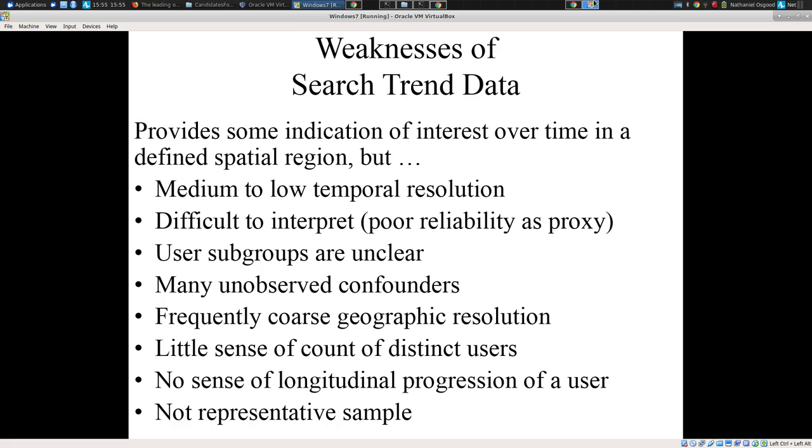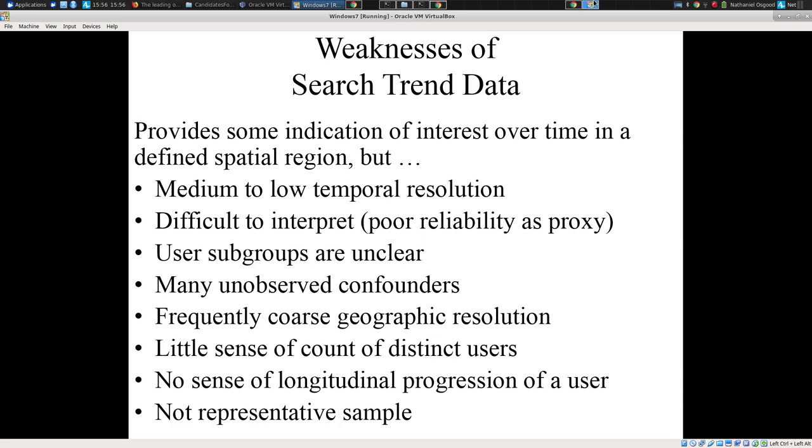There's some big weaknesses here, though, as well. It's very valuable, but there's some areas where it falls short of what we can achieve with other methods. It's medium to low temporal resolution. I mean, a day is quite good by traditional standards, but low level of resolution by smartphone standards. It can be difficult to interpret. Just because someone is searching for something doesn't necessarily give a clear reason why they're searching for it. User subgroups are unclear. We're not able to distinguish who is searching. And there's many unobserved confounders. Amongst other things, if you look over broad periods of time, technology change, et cetera.